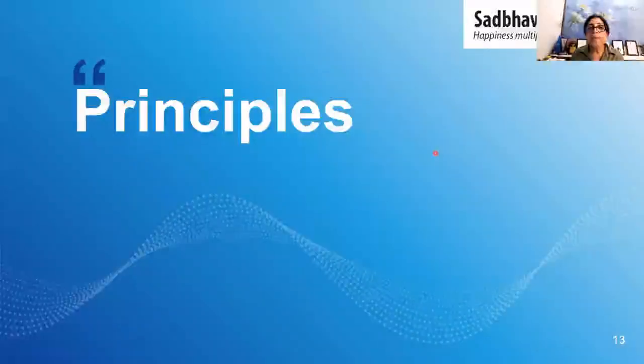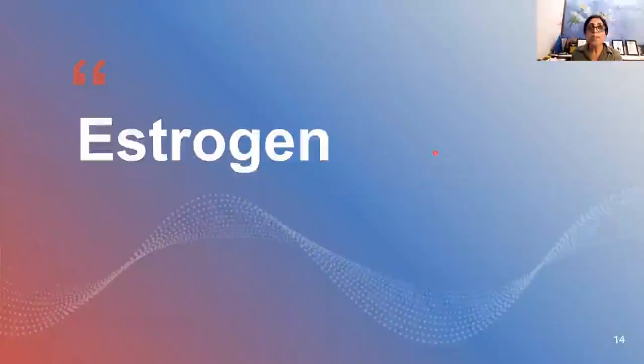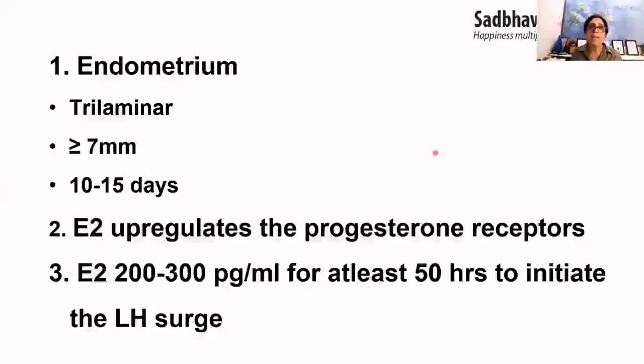So now, what are the principles we have to keep in mind, now that we want the corpus luteum to form? The principle for preparing for frozen embryo transfer is that we want the natural, endogenous estrogen. What do we need the estrogen for? We need it for endometrium preparation so that it is trilaminar, more than the magic figure of around 7 mm. And we want this to occur in an optimum time frame of 10 to 15 days, though even if it is more, pregnancy rates are similar.